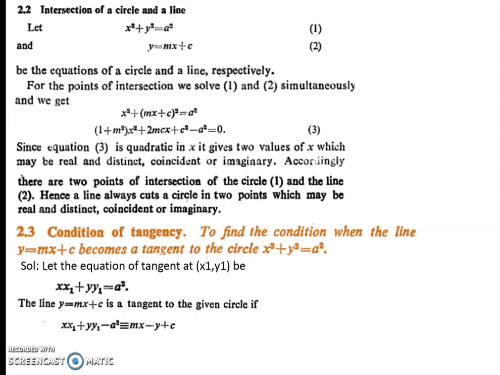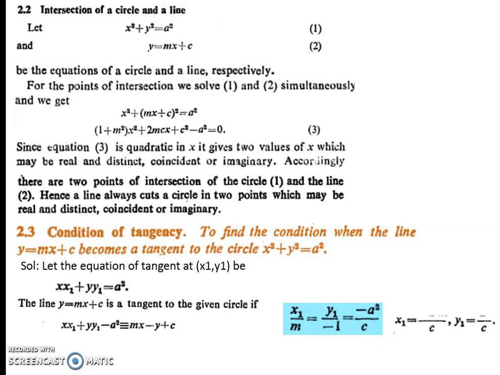Coincident means the student can solve these two lines. How do we solve these two lines? That means 1 and 2 represent the same line. This is one way. Another way is xx1 plus yy1 minus a square is equal to 0 and mx minus y plus c is equal to 0. On simplification, when we simplify by the cross-multiplication method, we got x1 by m, y1 by minus 1 and minus a square by c.